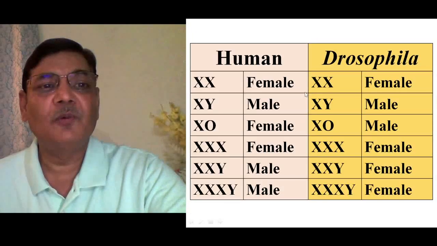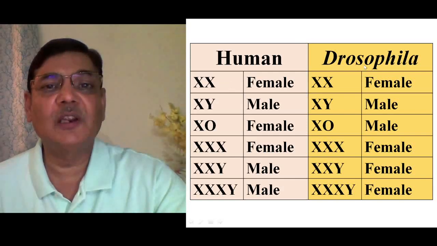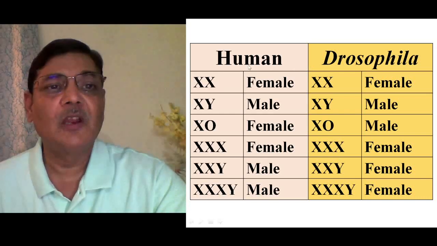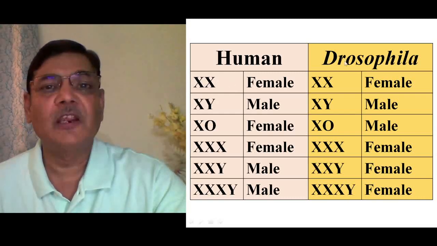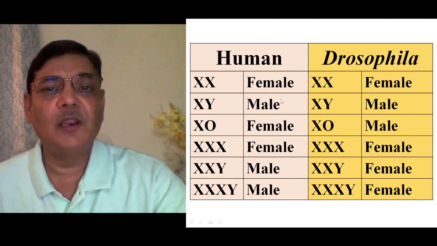Now in this table you can have an idea of in what way the human and Drosophila sex chromosome presence actually decides the sex. For example, in case of human we know XX chromosome if present, and here actually the autosomes consideration is not there at all. So XX chromosome causes femaleness. In Drosophila also presence of 2X chromosome will cause female sex. XY they are male. In Drosophila also XY are male.